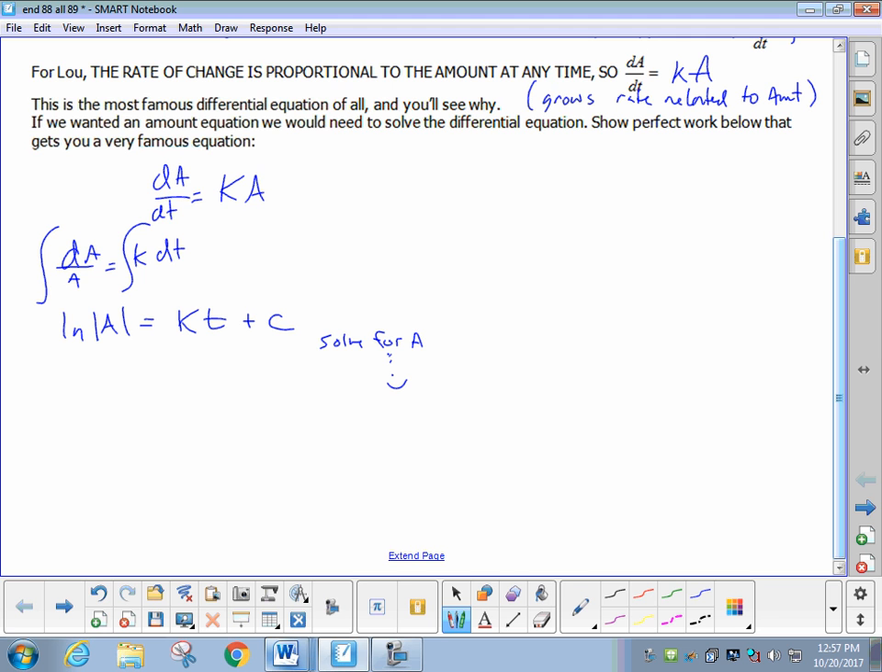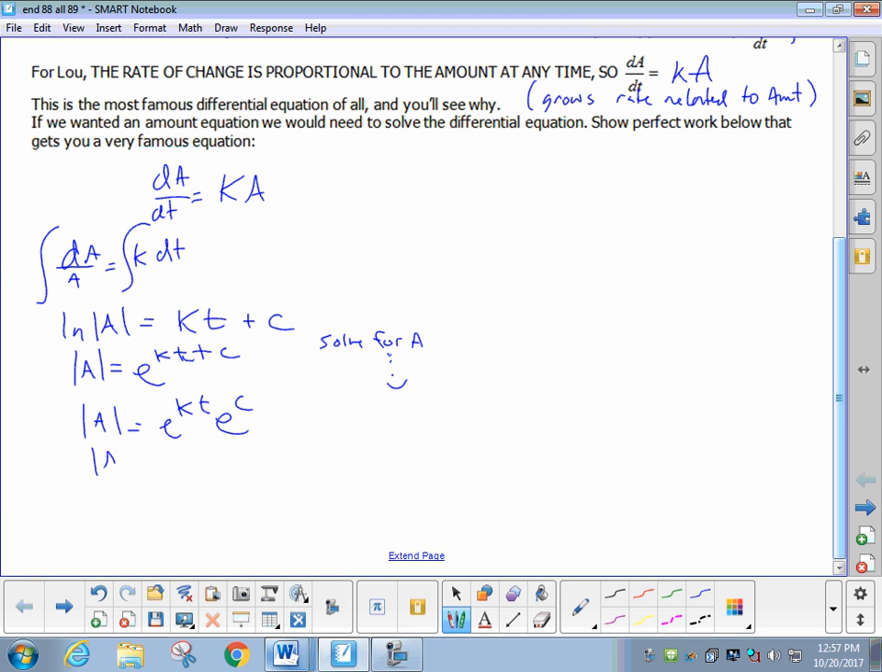All right, so the first thing I do is exponentiate. So the absolute value of A is equal to e to the kt plus c. Now I'm going to do a little bit of exponent cleanup on this. Wouldn't you say that e to the kt plus c is the same as e to the kt times e to the c? In the exponent rule, if you multiply two things, you add the exponents if they have the same base, right? Okay.